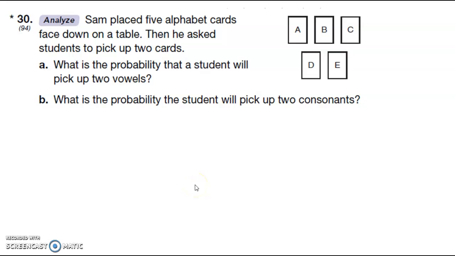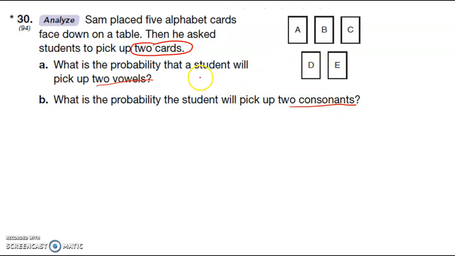Okay, last question on lesson 97 starred problems. It says Sam had 5 alphabet cards face down on the table, and then he asked students to pick up 2 cards. What is the probability the student will pick up 2 vowels? And what is the probability he'll pick up 2 consonants?